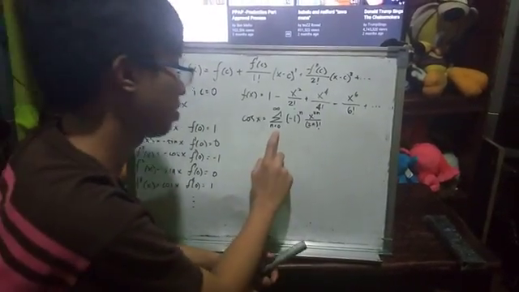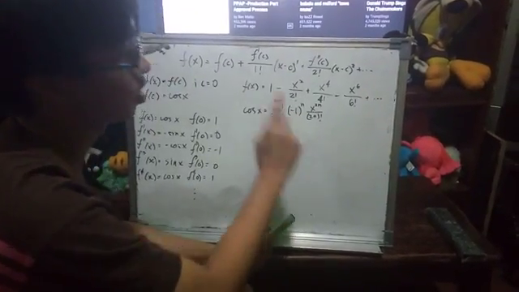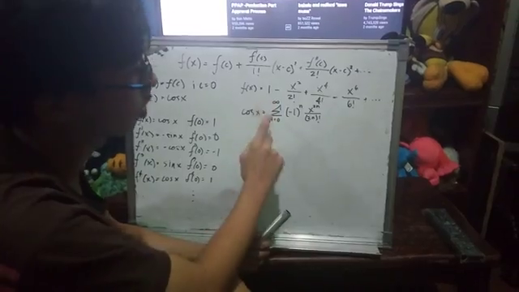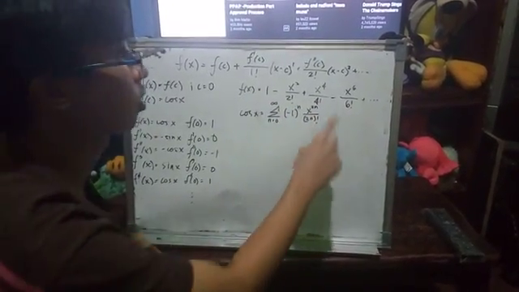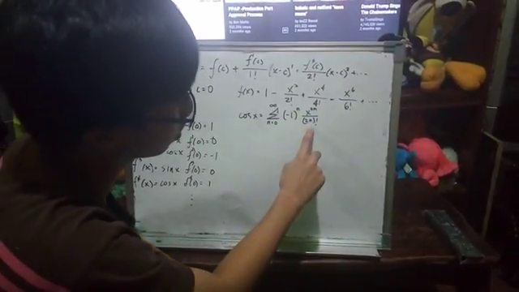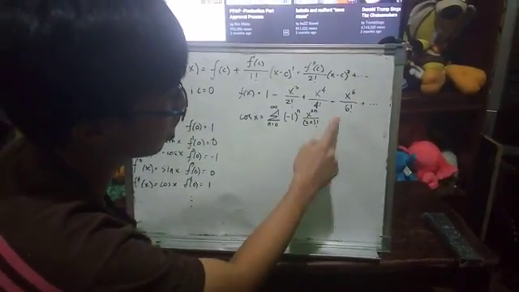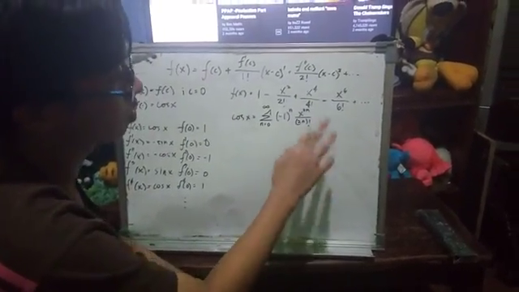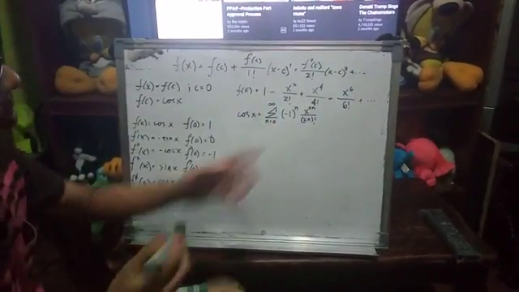If we substitute n equals 0, negative 1 raised to 0 is equal to 1. x raised to 2 times 0 is x raised to 0, which becomes 1. And 2 times 0 is 0, so 0 factorial equals 1. So 1 over 1 becomes 1, and 1 times 1 is just 1.